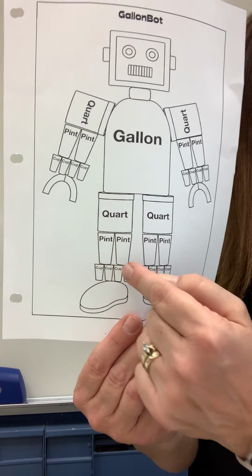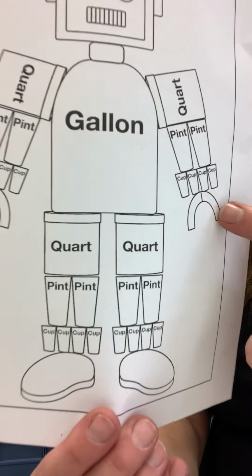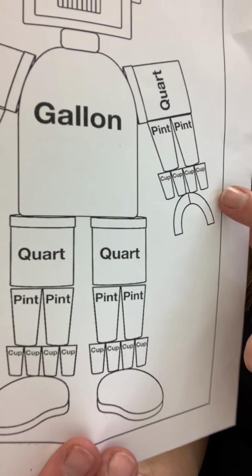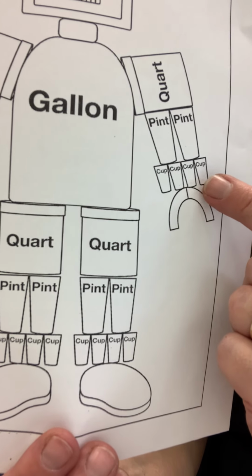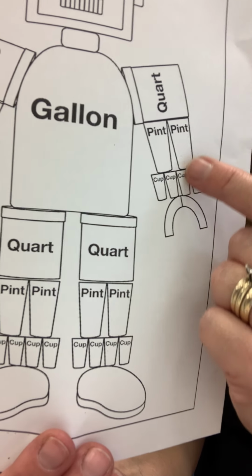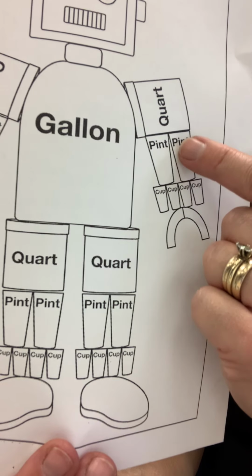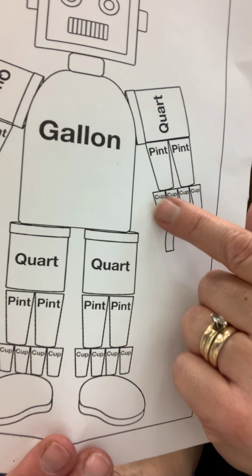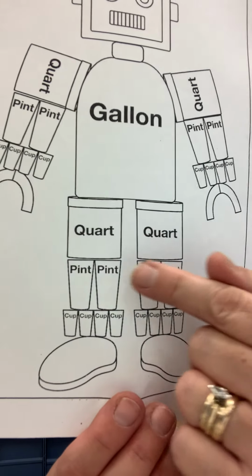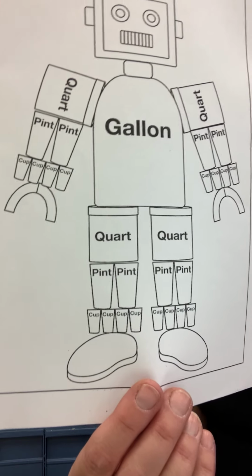And then from the pint, you will notice that there are 2 cups inside of each pint. You've got these 2 cups here with this pint, and these 2 cups over here with this pint. And that happens on every single limb of gallon bot man.